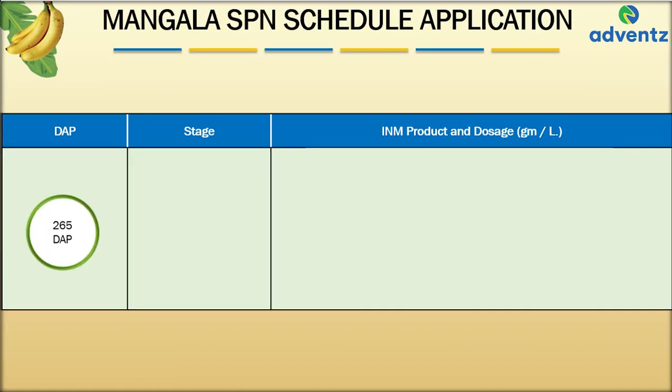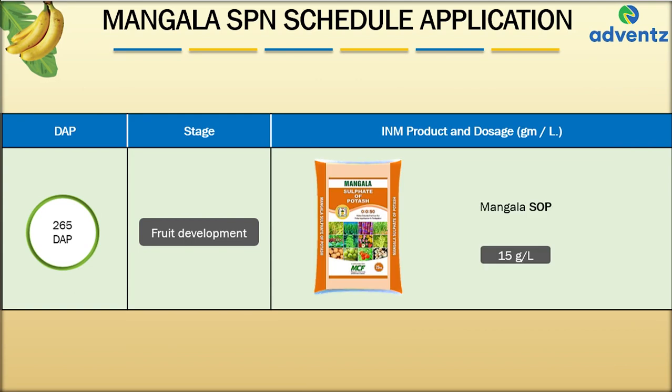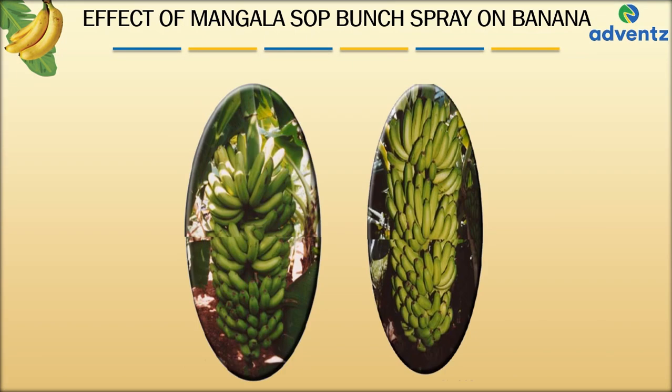At 265 days after planting, which is the stage of fruit development, we need to apply or spray water-soluble fertilizer Mangala SOP or Sulfo 50 for bunch maturity stage to increase the quality of banana fruits. These images show the effect of Mangala SOP spray on banana bunch development.